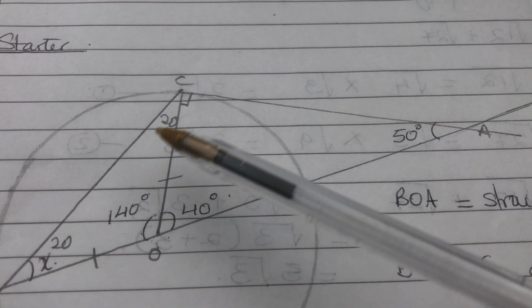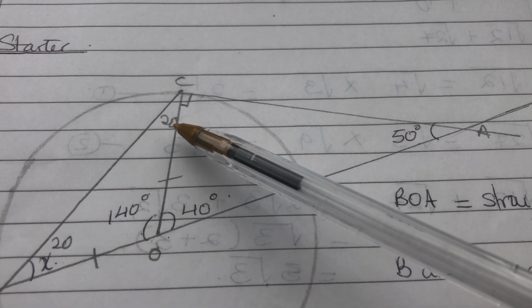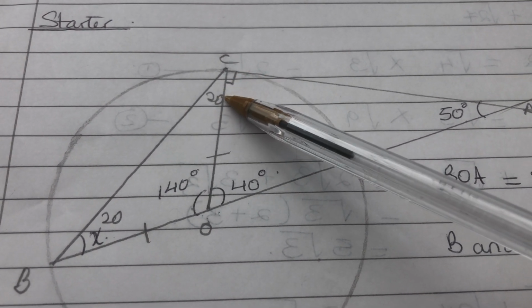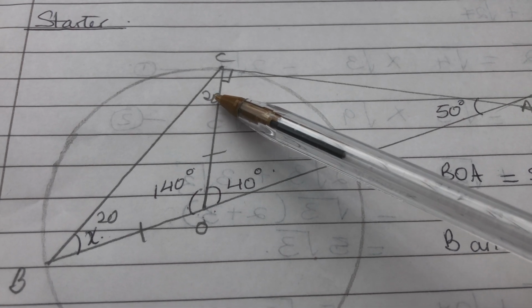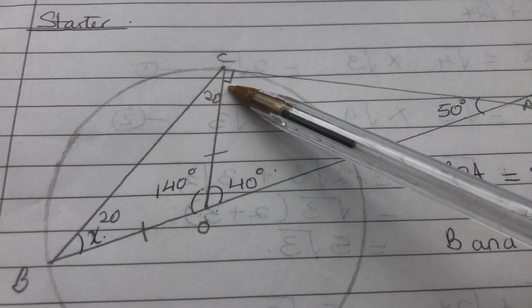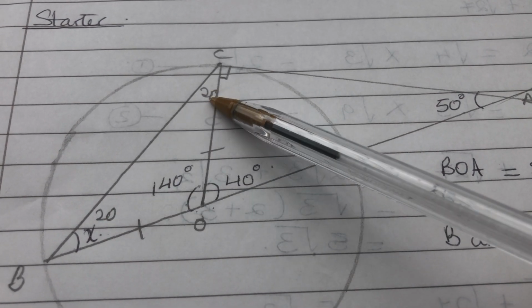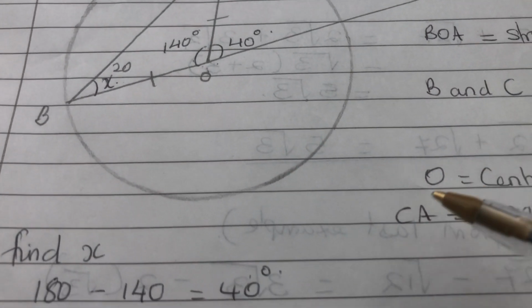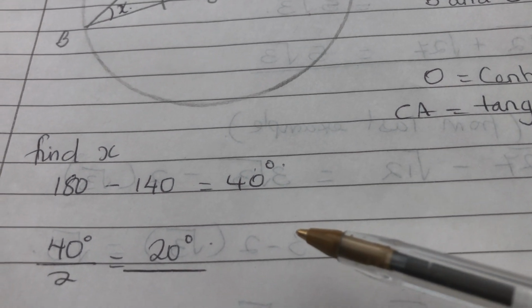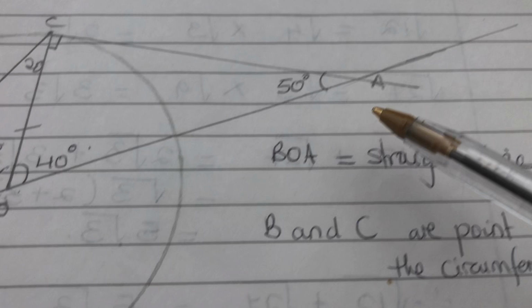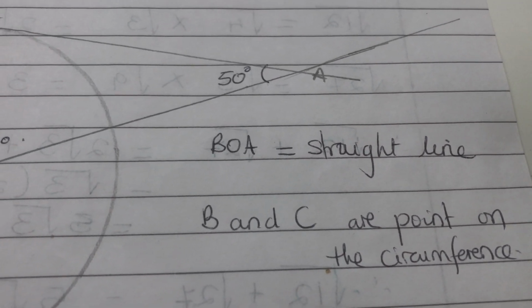So this angle x is equal to the angle at B, which is the same as the angle at C. So we have to divide both into 2. So there'll be 20 here, 20 here. So x will be what? 20. So that's why we have x is 20, because we want to find x.